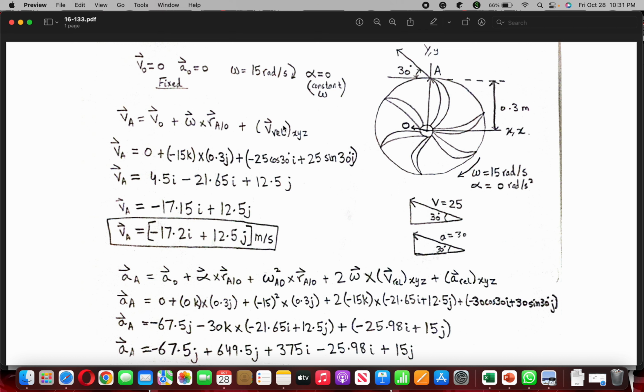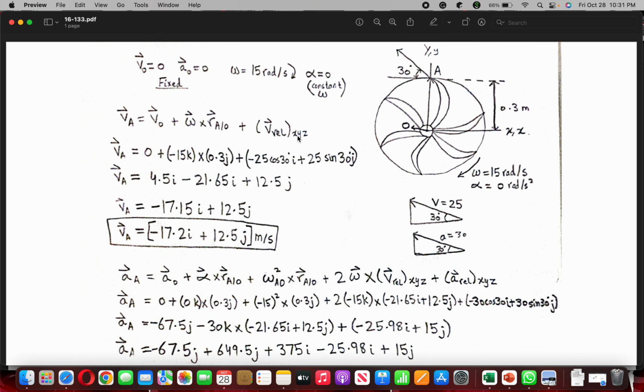To find the velocity at A, we first use the formula: velocity at A is equal to velocity at O plus omega cross R of A relative to O, plus V relative XYZ. We know VO is 0, and omega is 15, negative because of the clockwise direction, in the k direction. R of A relative to O is 0.3j because A is in the vertical direction from O, and 0.3 is the radius of the impeller.